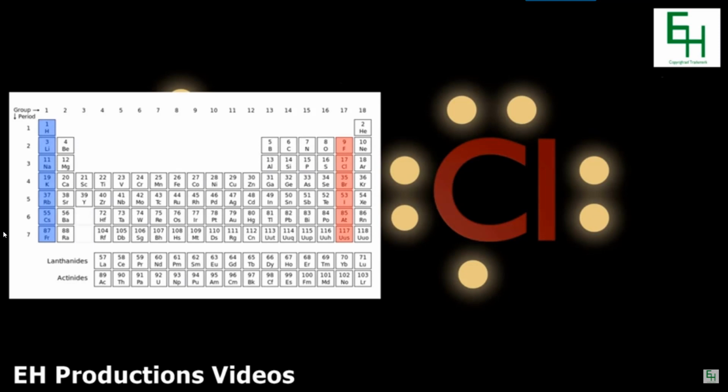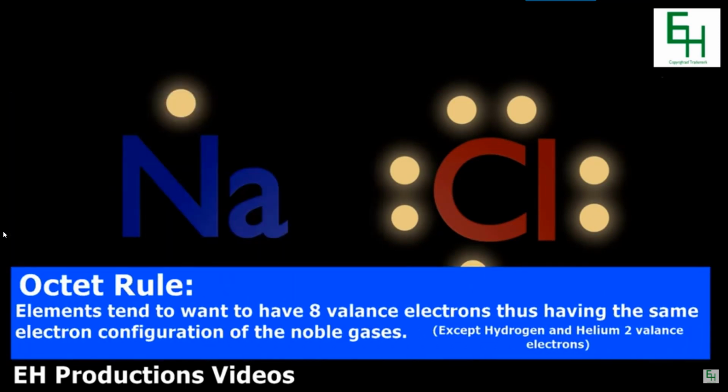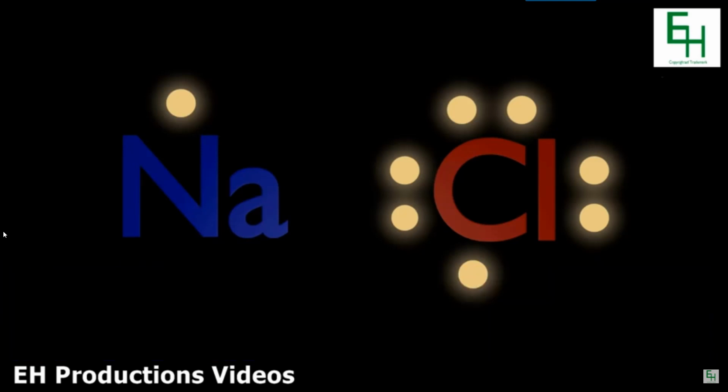You also have a group of elements that are going to be kind of non-reactive. So we have this octet rule, which means that elements tend to want to have 8 valence electrons.